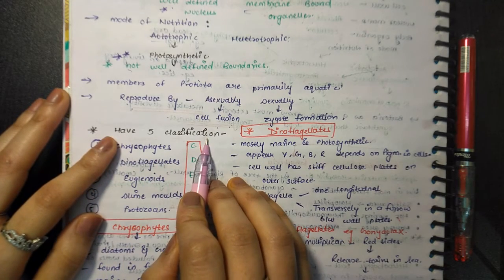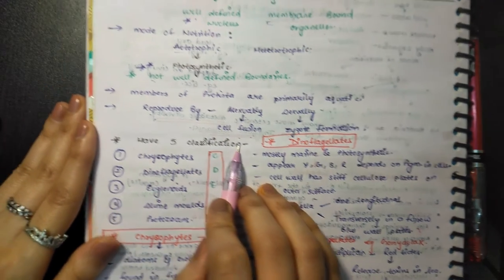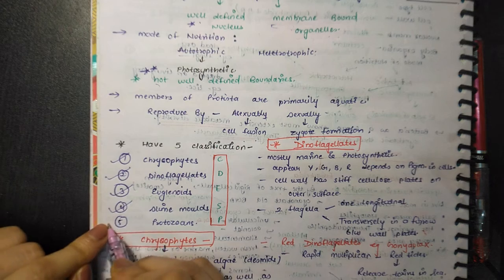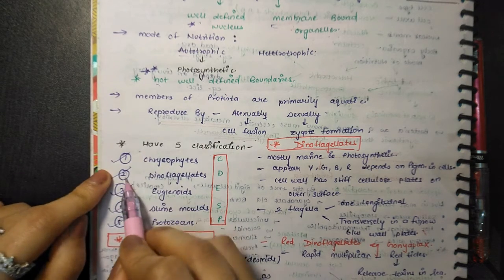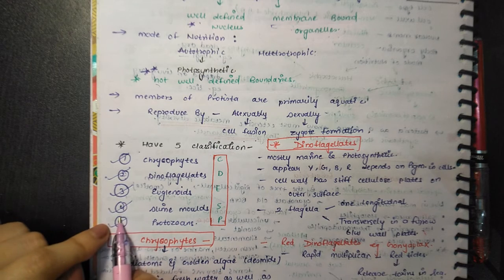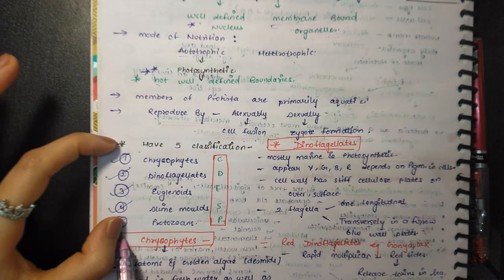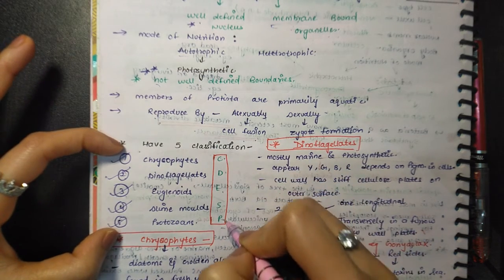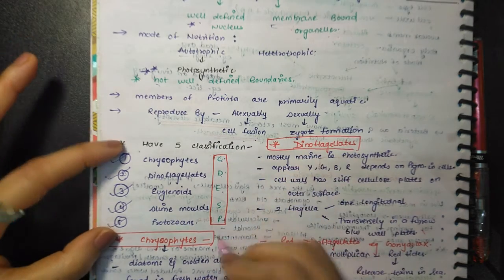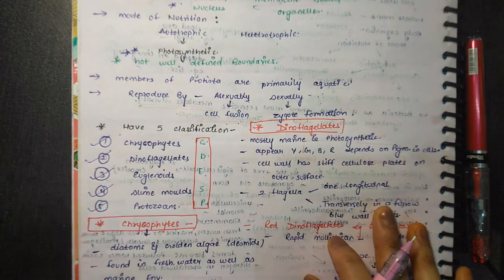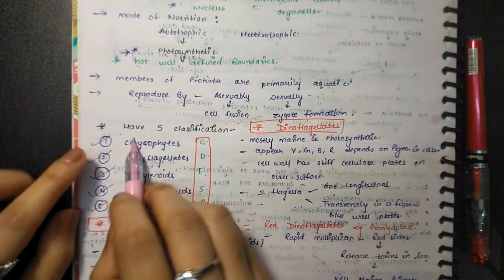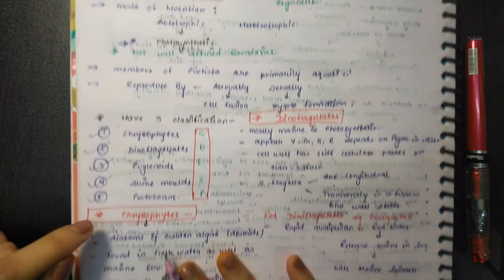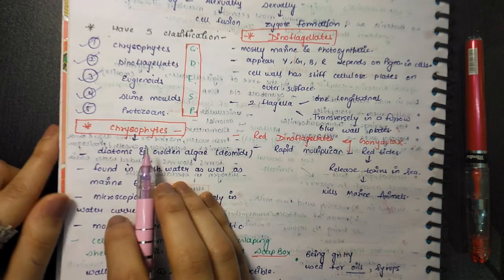They have five kinds of Protista, five classifications. They are chrysophytes, dinoflagellates, euglenoids, slime molds, and protozoans. You have to remember these five classifications of the Kingdom Protista. You can remember them by CDESP: chrysophytes, dinoflagellates, euglenoids, slime molds, and protozoans.